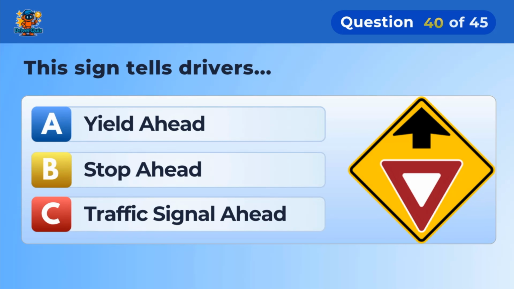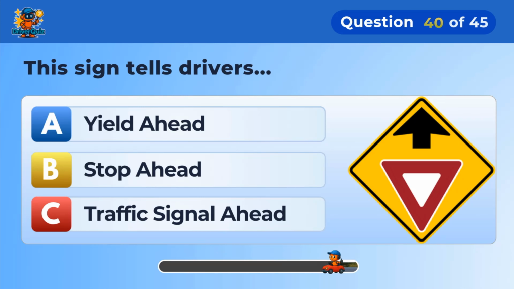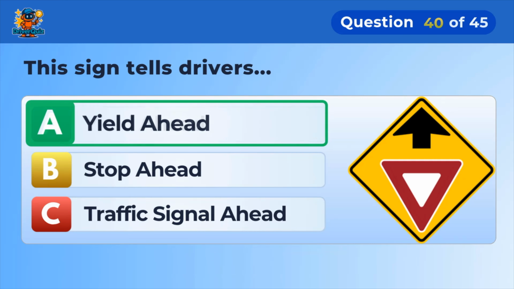Question 40. This sign tells drivers A. Yield ahead. B. Stop ahead. C. Traffic signal ahead. This one means yield ahead.